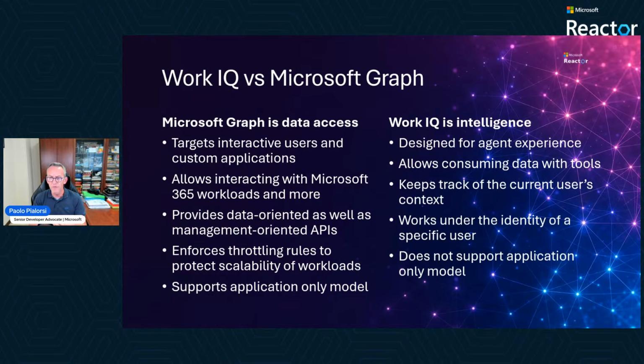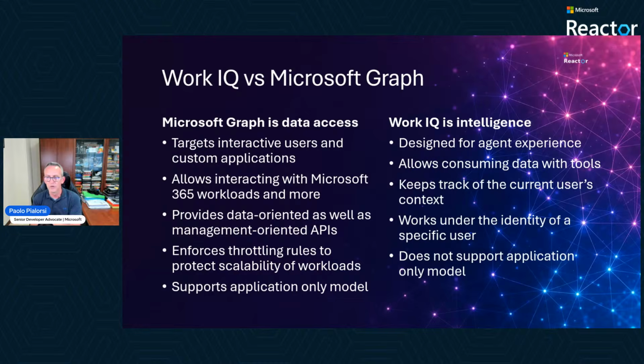With Microsoft Graph, you not only access data at row level, but you can also manage some of the workloads, some of the settings. And whenever you use Microsoft Graph, there are throttling rules in place, there are scalability constraints to protect the availability and scalability of the environment. And with Microsoft Graph, you can rely on application-only tokens, which means that you can create an application which runs in the backend, a daemon application, for example, which can consume Microsoft Graph under the identity of a specific application, not under the identity of a specific user.